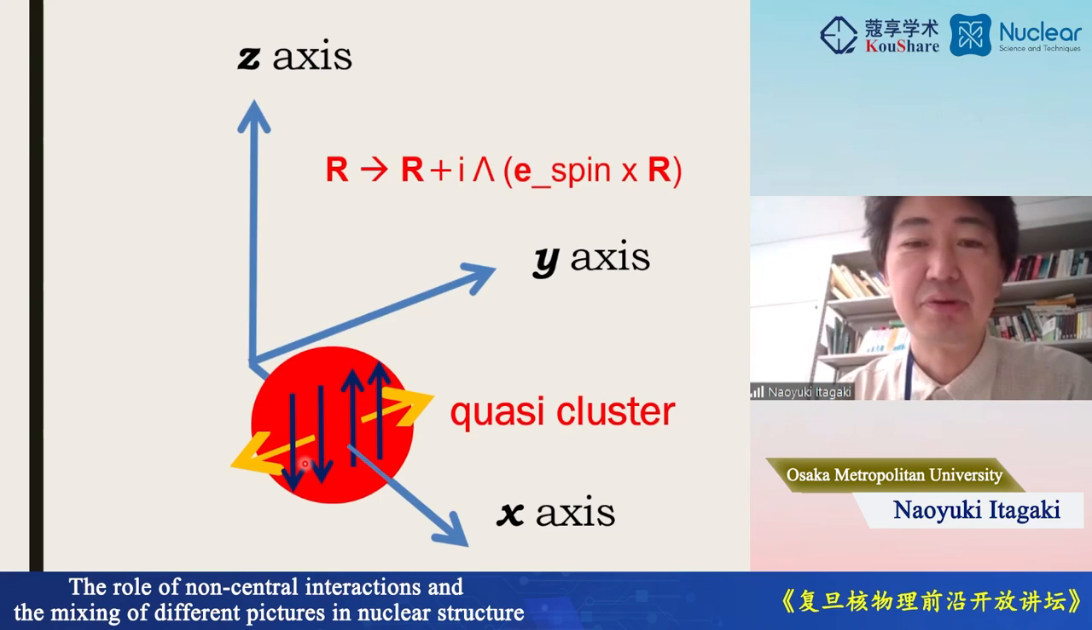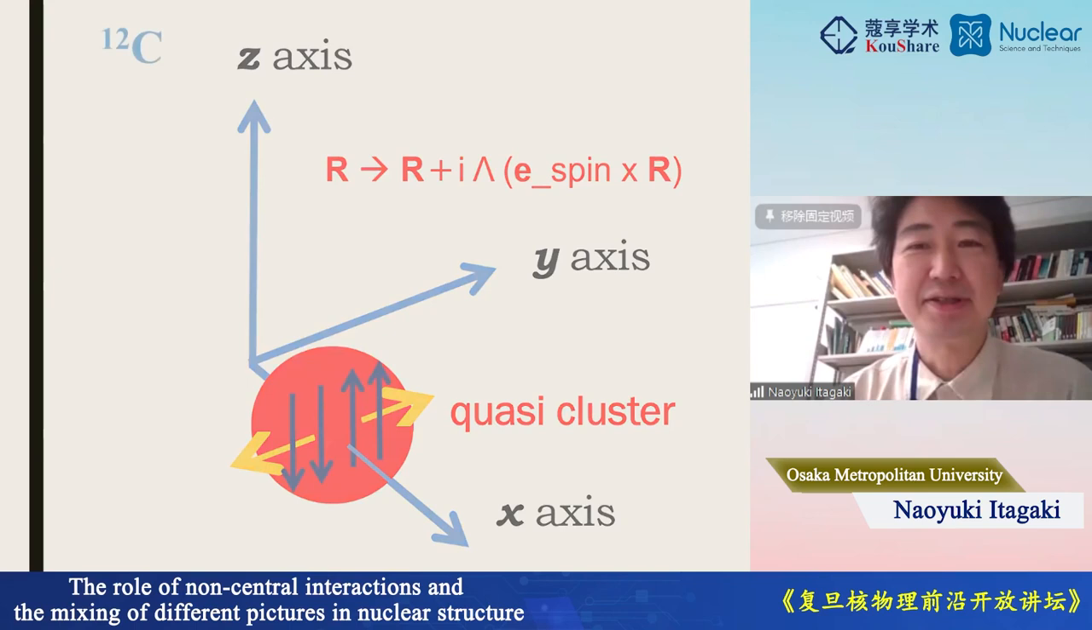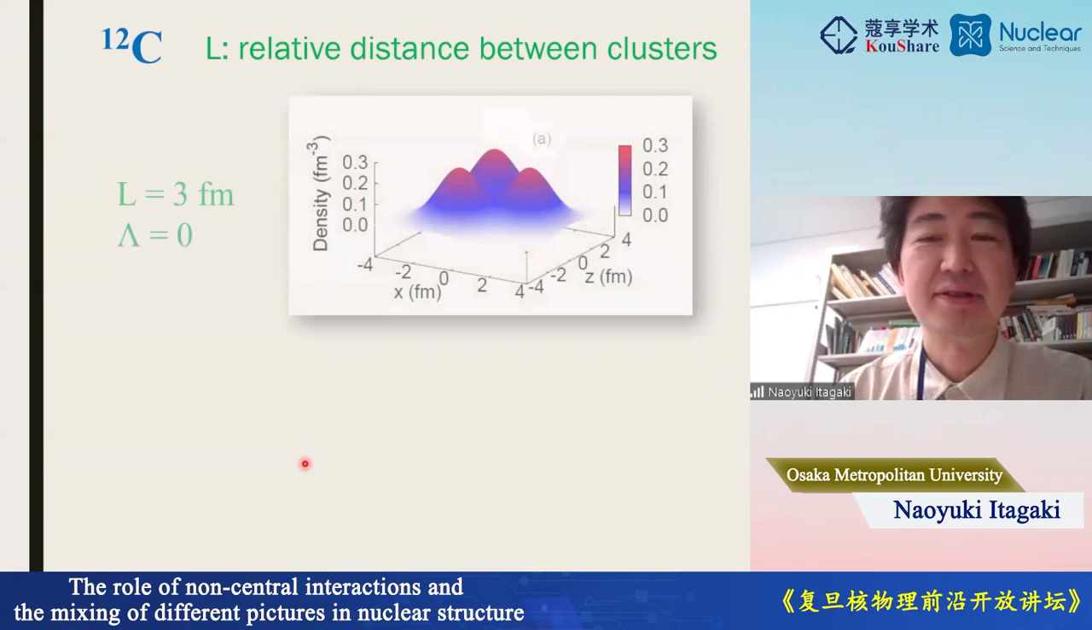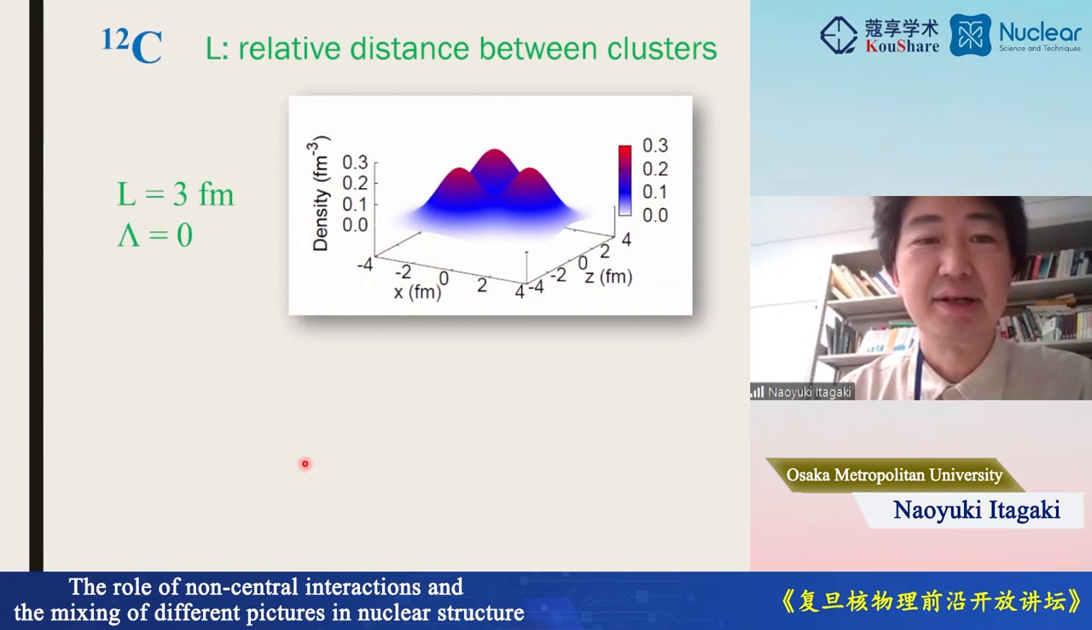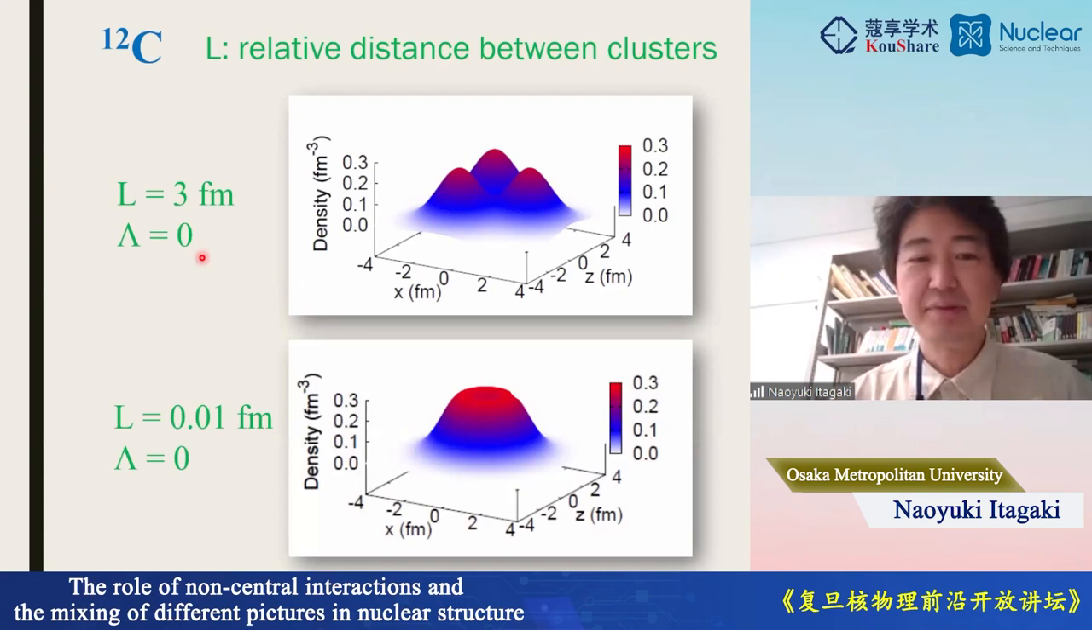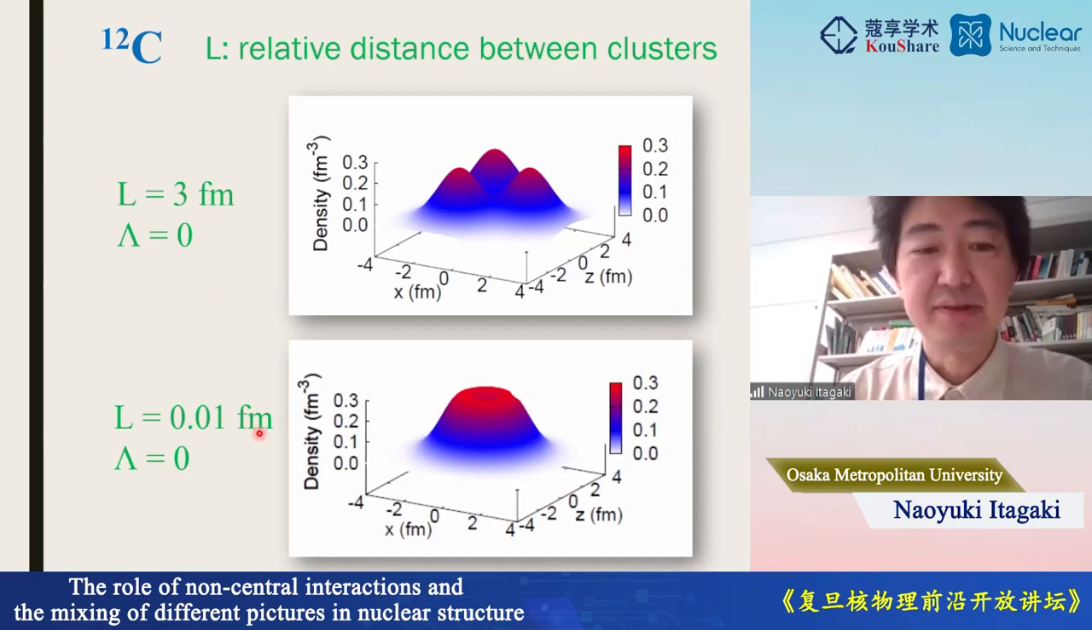Okay, so let us see the density. I start with the Brink's model, the traditional cluster model. L is a relative distance between clusters. And this is the density of the Brink's model, the traditional cluster model, with an equilateral triangular shape, and the distance is 3 centimeters like this. And lambda is set to zero. This means the traditional cluster model, and no breaking. So first we take the small distance limit, 0.051 centimeter, and lambda is still kept at zero.